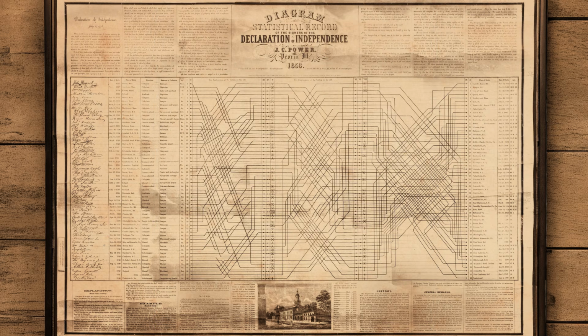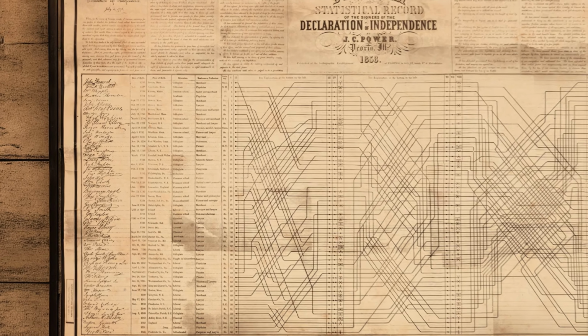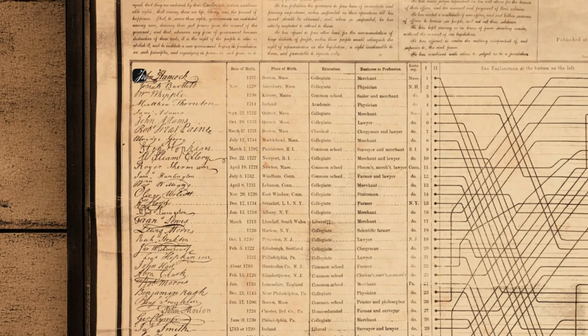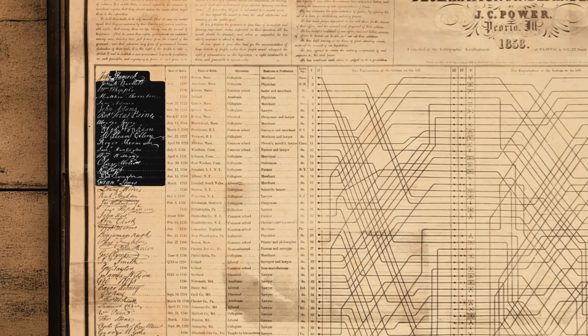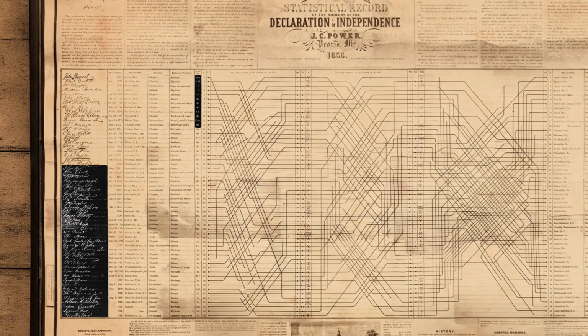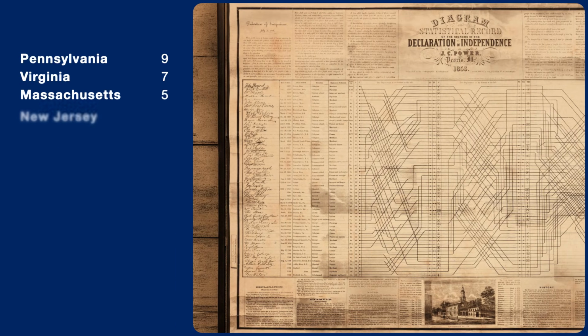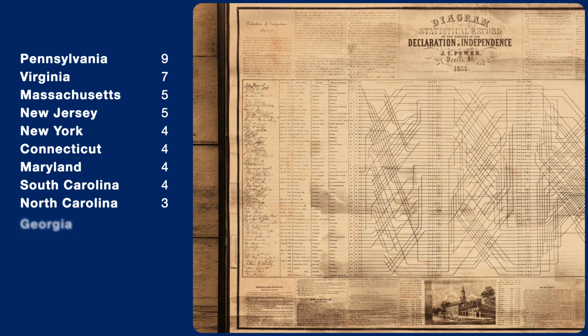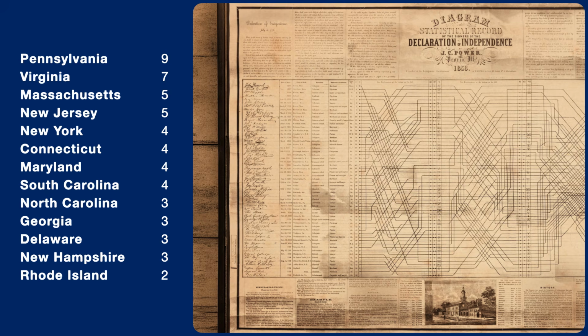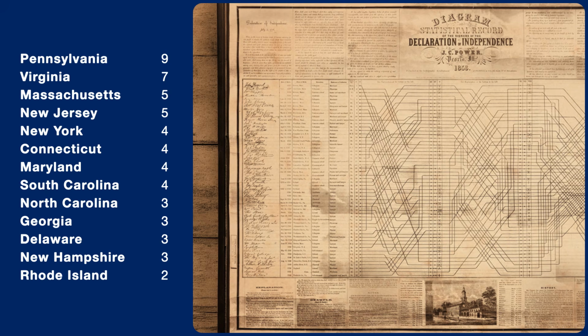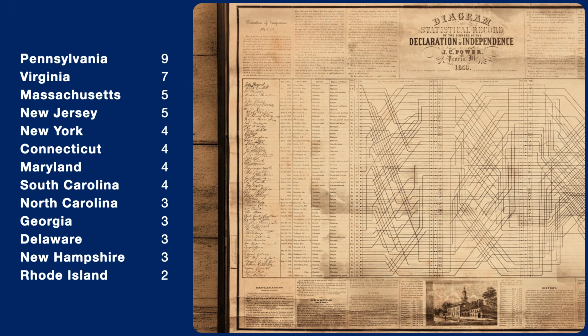So what this chart does is it takes those 56 signatures and places them one per row, starting with John Hancock. After Hancock, the names are arranged by state, shown here, roughly going from north to south. So we can see that Pennsylvania had the most signers, 9, and Rhode Island had the least, only 2, but that all 13 colonies were represented.